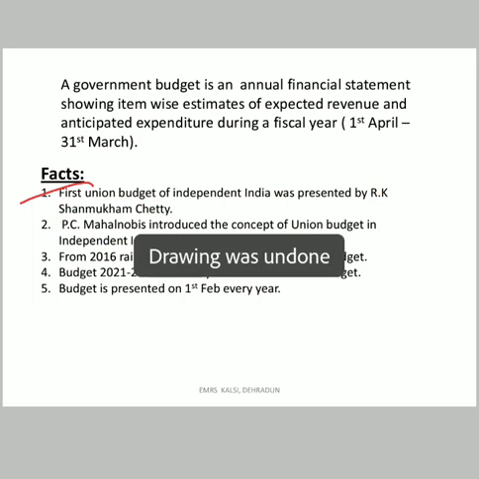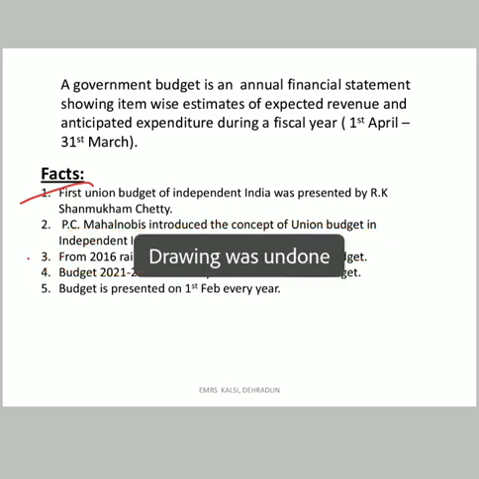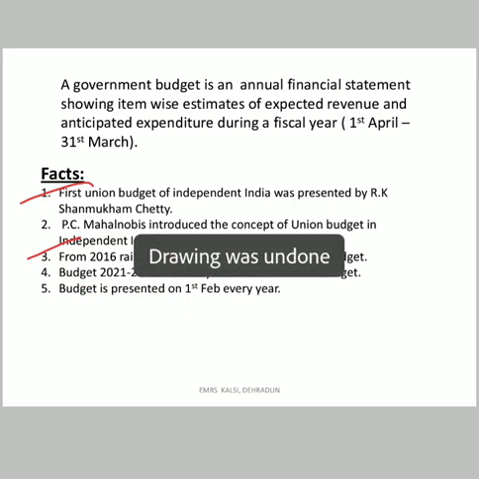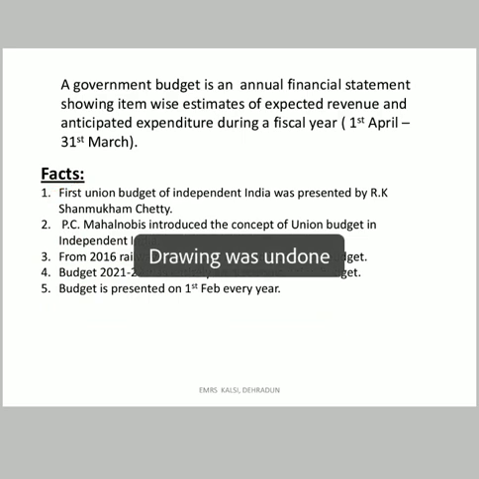Now, from 2016 the railway budget was merged into the union budget. Earlier, before 2016, the railway budget and union budget were presented separately, but now they are both presented as one budget. Budget 21-22 was entirely an electronic budget. It was not presented on hard paper, it was presented as a soft copy, electronically on a tablet. Budget is presented on the 1st of February every year. So these are the basic facts which you should know.